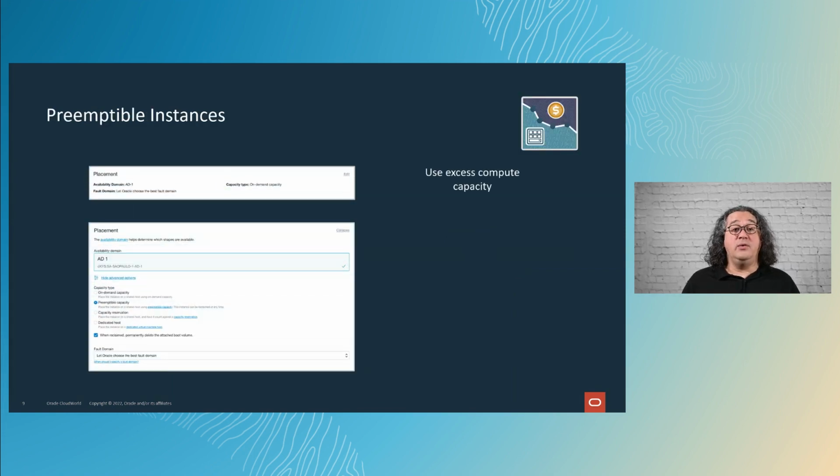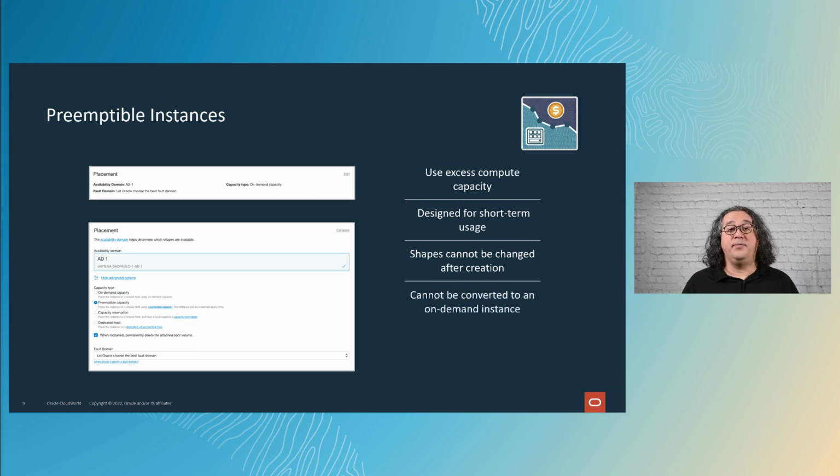Preemptible instances use excess compute capacity. That excess capacity is provided on a first-come, first-served basis, and there is no way to retain ownership or any kind of reservation. That makes them ideal for short-lived workloads. They cannot have their shape changed and cannot be converted to an on-demand instance. If capacity is needed, the preemptible instance will be terminated. If your workloads are able to withstand interruptions and are fault tolerant, you can take advantage of the low cost of the preemptible instances. They are 50% cheaper than on-demand instances.